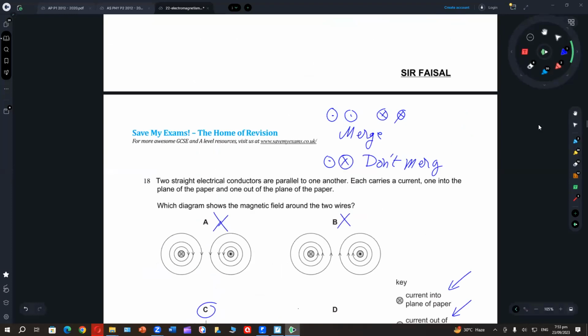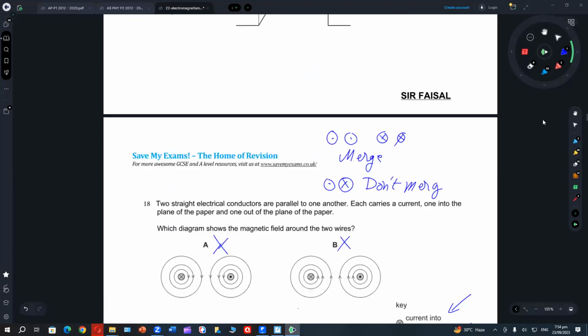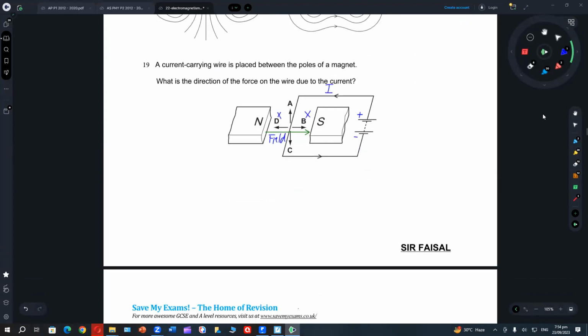Sir, I'm getting it as C, if I'm not wrong. Can you look at option B here? Look at this screen, and if you can memorize this figure: north to south, when current is coming towards you, the force is upward. And here also it will be upwards. Yes, it is C. The current is coming towards you, so the force is upward. Answer is C. Right.